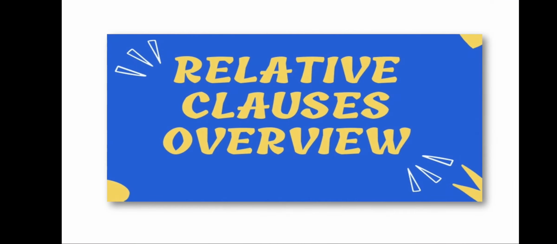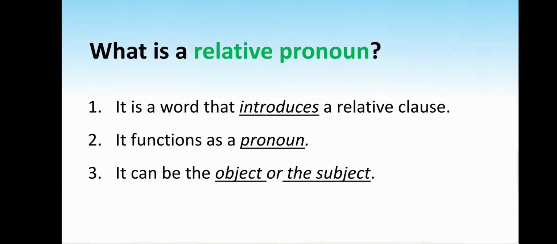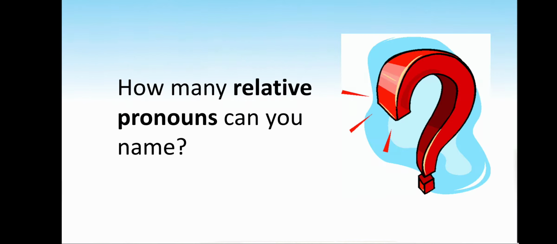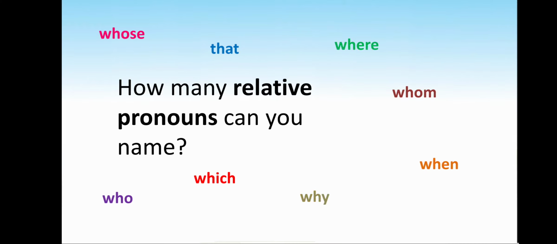Relative clauses overview. What is a relative pronoun? A relative pronoun is a word that introduces a relative clause. It functions as a pronoun and it can be the object or the subject. How many relative pronouns can you name? Whose, that, who, whom, when, which, why, and where.